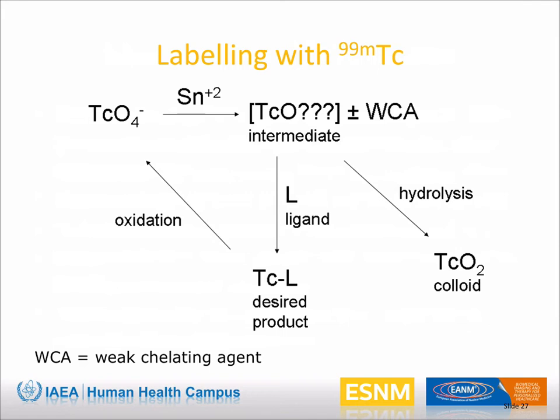We can see there are two side reactions. There could be hydrolysis to a colloid, which would show up in the liver and spleen on the image. This is a rarely seen impurity, and generally if there's a formulation problem, either pH too high or too much stannous chloride. The more common impurity is free pertechnetate, resulting from oxidation of either the intermediate or final product, and this is seen as activity in the thyroid and stomach.